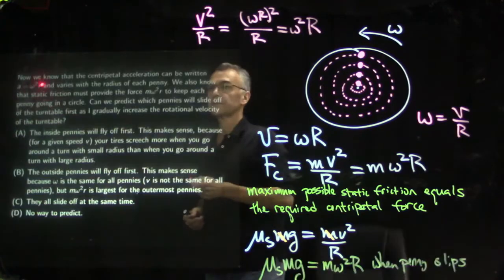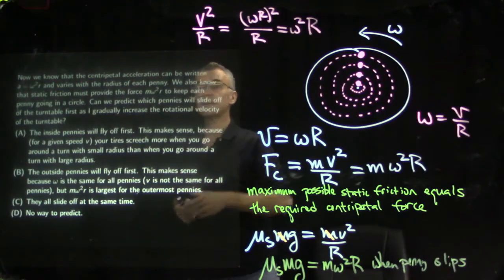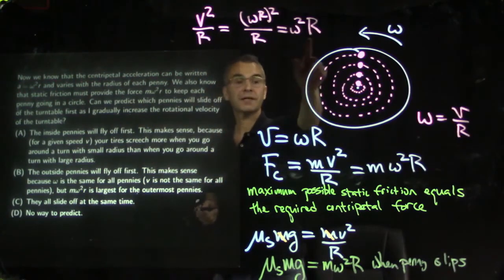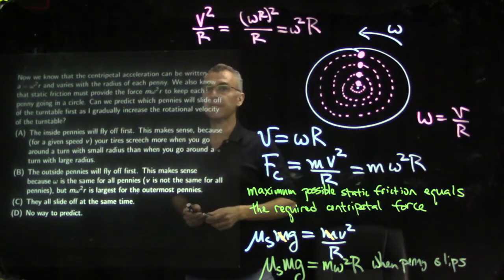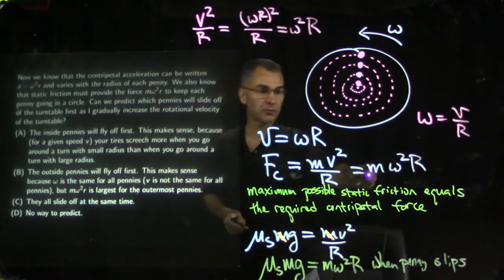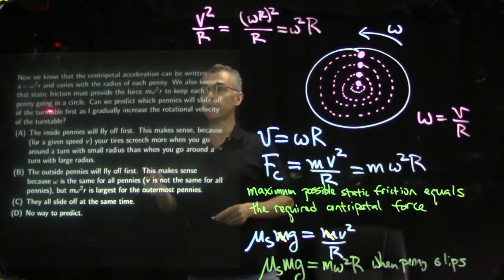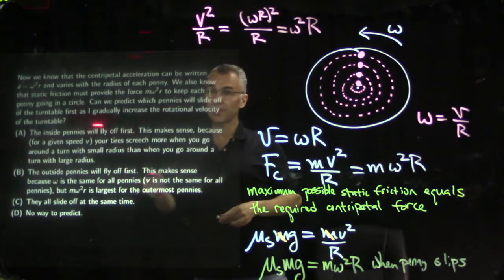So now we know that the centripetal acceleration can be written a centripetal equals omega squared r, and it varies with the radius of each penny. And we also know that static friction must provide the force m omega squared r to keep each penny going in a circle. Can we predict which pennies will slide off of the turntable first as I gradually increase the angular velocity of the turntable? Will the inside pennies fly off first?